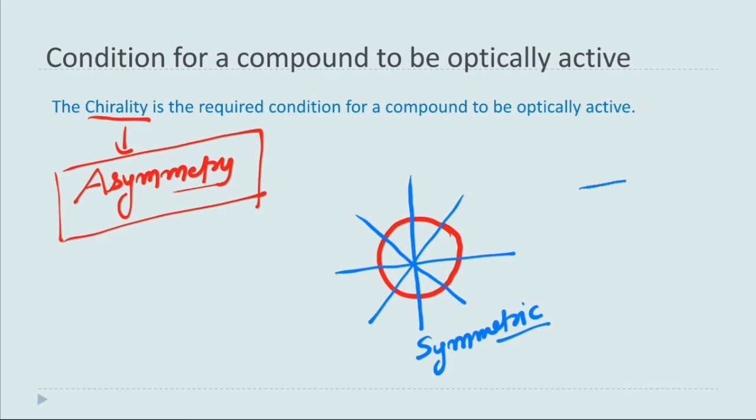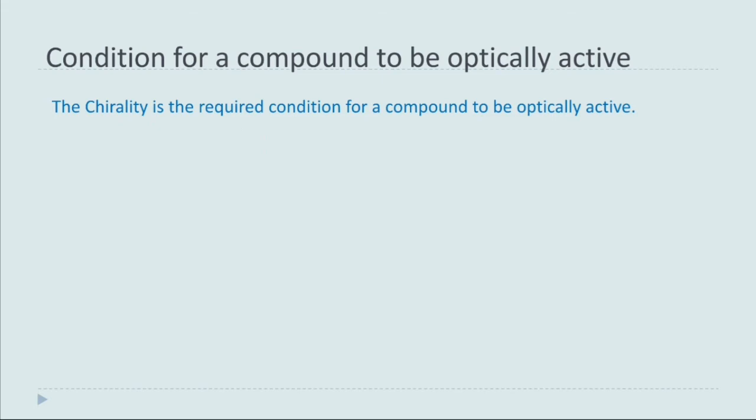Now suppose we have a square. In this also, this is one plane, this is another plane, this is another plane, and many planes of symmetry are present in this square also. Now see, the word chiral originated from a Greek word, cheir, and cheir means hand simply.